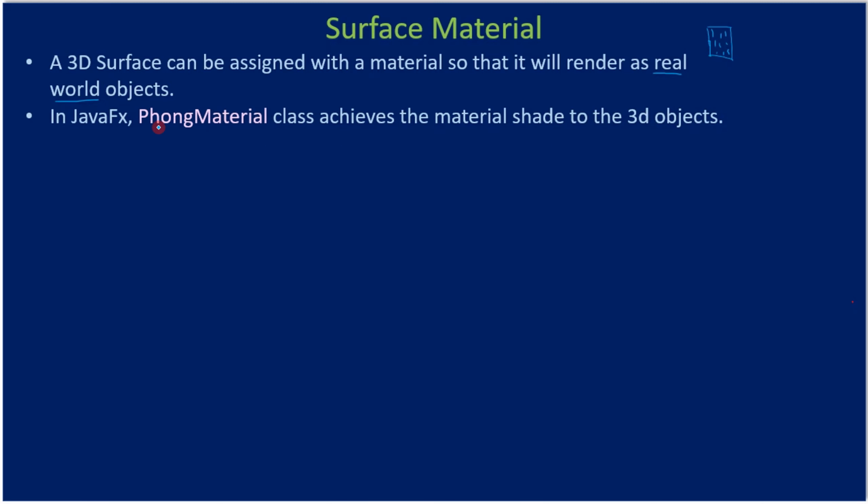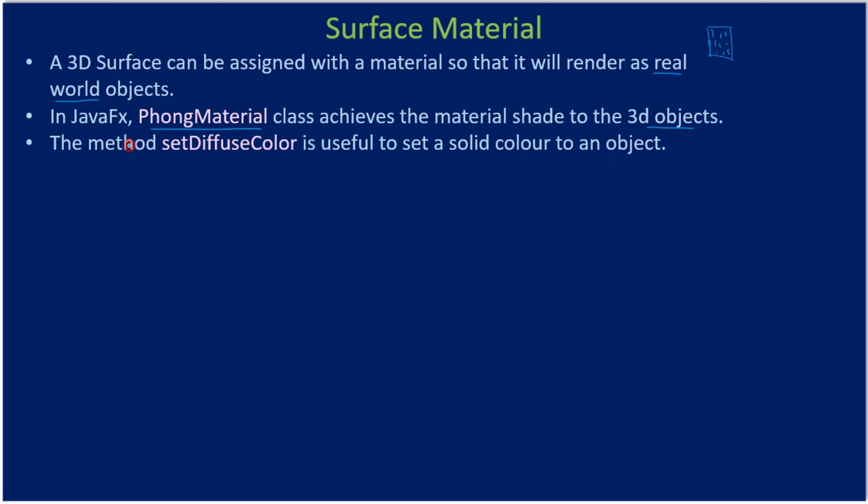In JavaFX, the PhongMaterial class achieves the material shade on 3D objects. That means using this class you can create the material, then you can apply that material to any 3D shape. There are methods, for example setDiffuseColor. After creating the material you can apply these properties. setDiffuseColor is useful to set a solid color to an object.